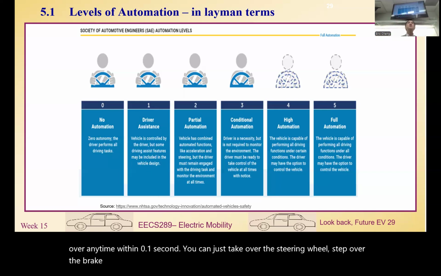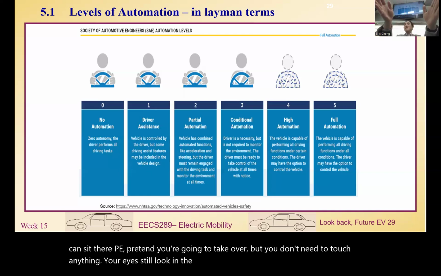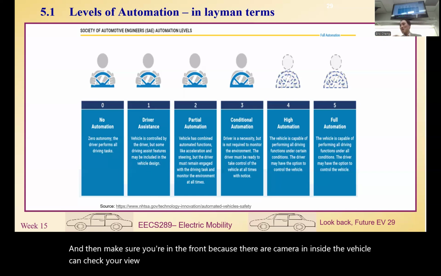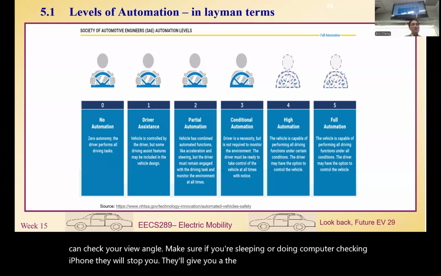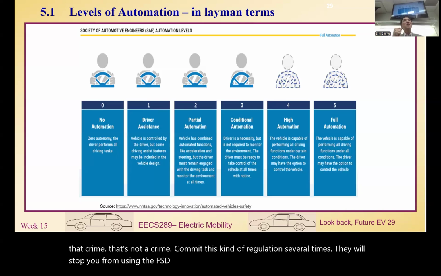So the driver, although you don't have to do anything, you can sit there, pretend you're going to take over, but you don't need to touch anything. Your eyes still look to the front. Make sure you look to the front, because the camera inside the vehicle can check your view angle. If you're sleeping, using a computer, or checking an iPhone, they will stop you. On a Tesla, if you commit this kind of violation of the regulation several times, they will stop you from using the FSD. So you have to use hand driving.